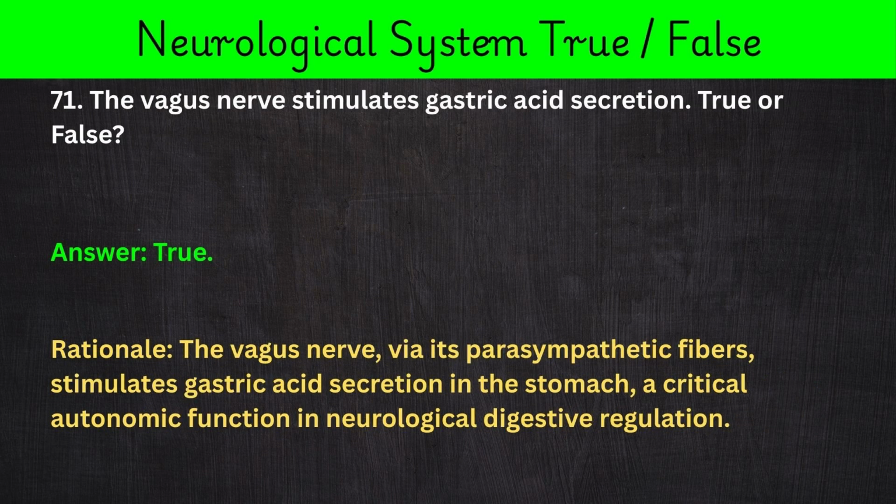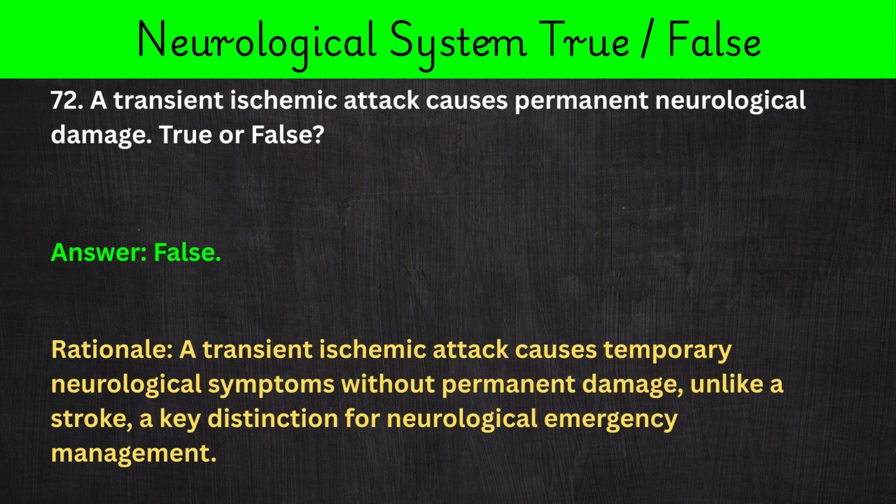71. The vagus nerve stimulates gastric acid secretion. True or false? Answer: true. Rationale: the vagus nerve, via its parasympathetic fibers, stimulates gastric acid secretion in the stomach, a critical autonomic function in neurological digestive regulation.